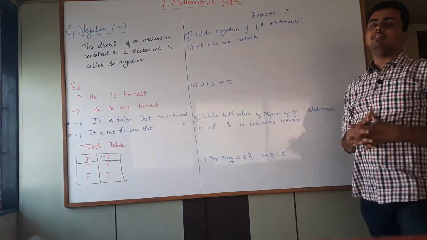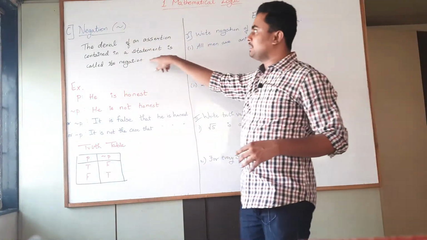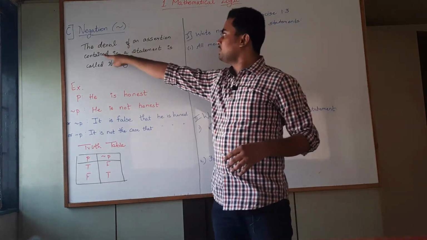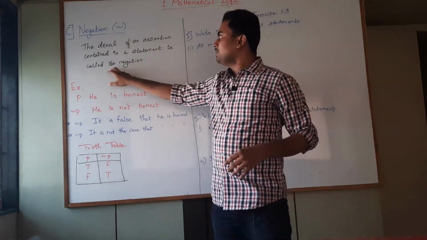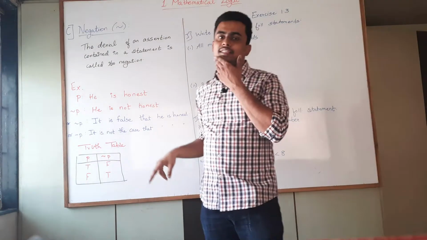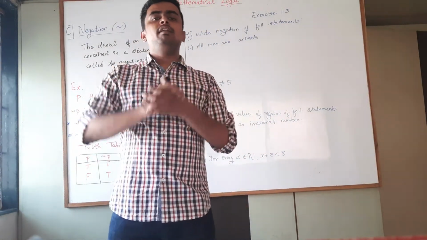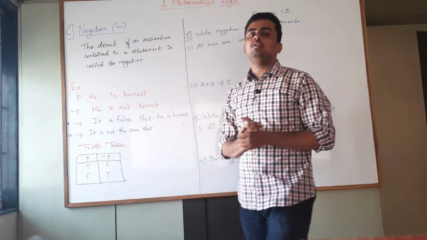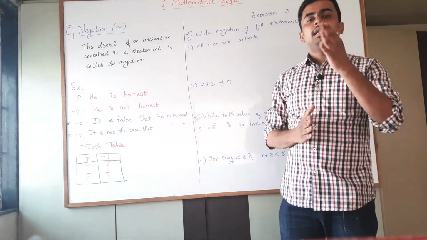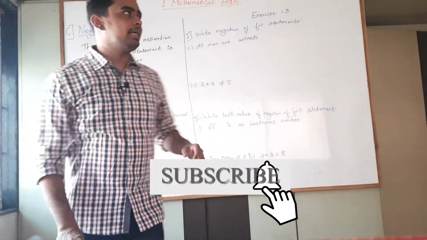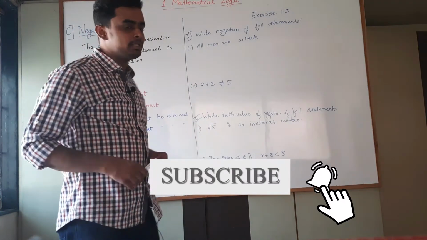If we are given a statement, the definition tells us the denial of an assertion contained in the statement is called its negation. Very simple. If we are given a positive statement, then we have to write that statement in the negative form, then it becomes the negation. Let's see exactly how the examples of this work.